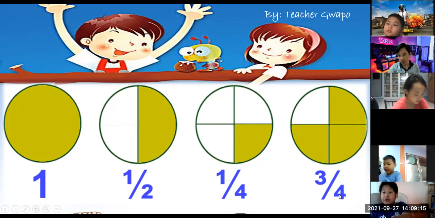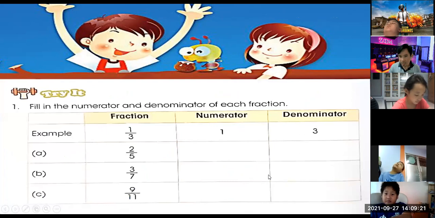So we have here 4. 3 because 3 parts are shaded. Now, in the example, you can see here that number 1 is the numerator, right here, number 1. And number 3 here is the denominator.